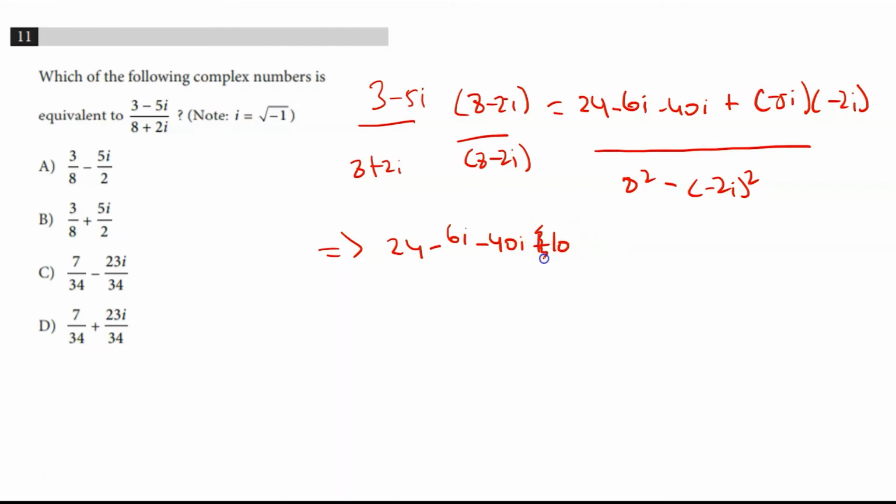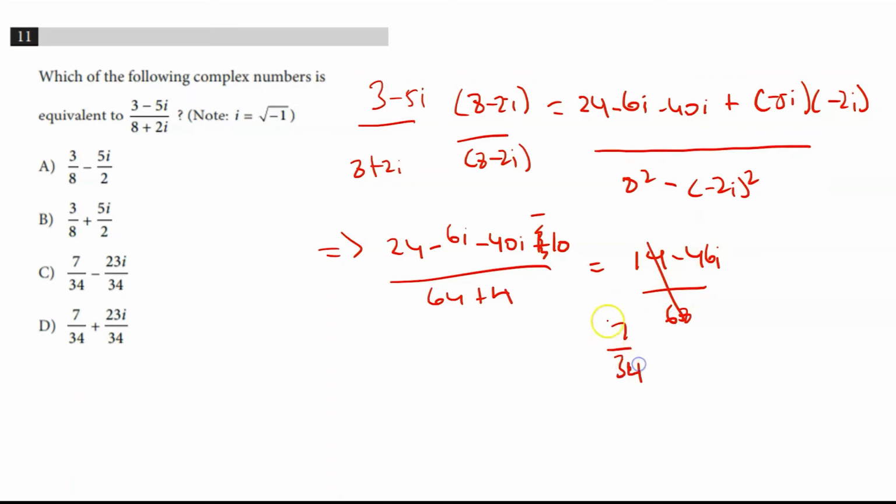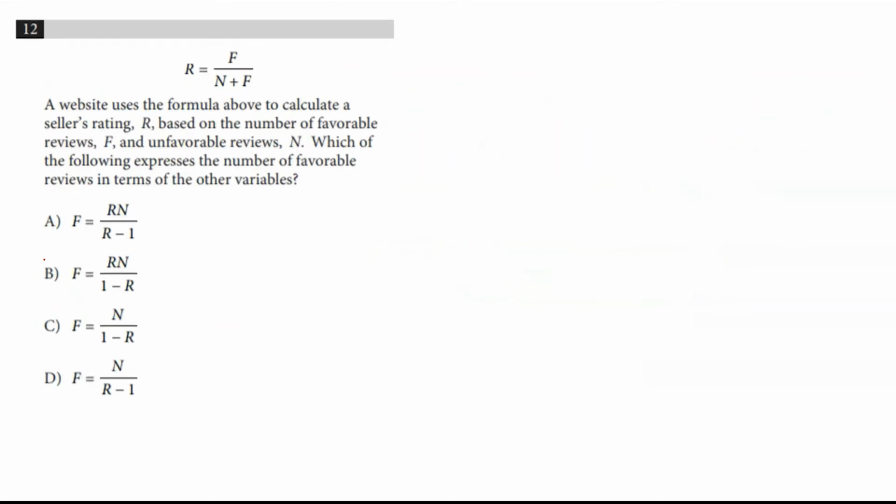or excuse me, minus 10, because i squared is negative 1, over 8 squared is 64, and because 2i squared, we have plus 4. So this simplifies to 14 minus 46i over 68. So immediately we can see that this would simplify to 7 over 34. So we can cross out choices A and B. And there's a negative here, so choice C is our correct answer.